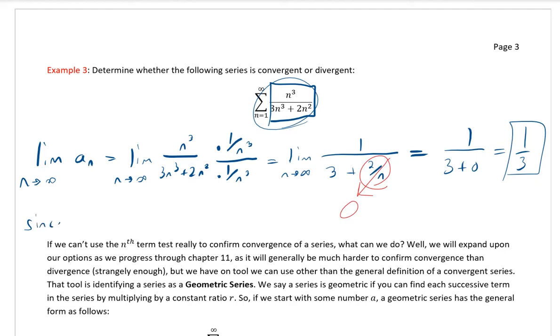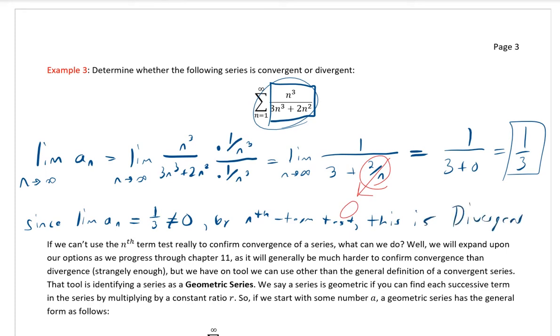Therefore, since the limit of a sub n equals 1/3, which is not 0, by the Nth Term Test, this is divergent.